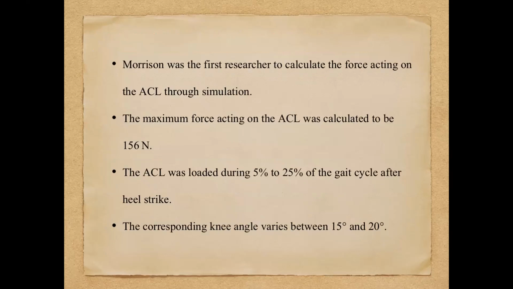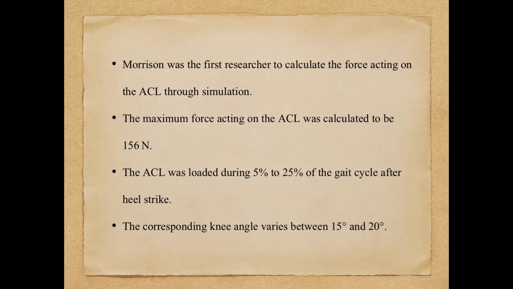Morrison was the first researcher to calculate the force acting on the ACL through simulation. In his study, 9 males and 3 females were made to walk on a force plate and were simultaneously imaged from both the front and the sides. The acceleration of each segment of the lower limb was calculated from each frame by imaging of the gait.